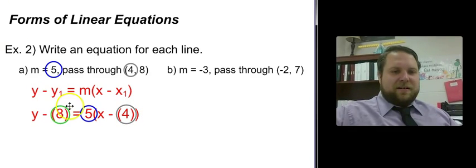And then our 8 came from the y-coordinate. So I've just substituted those values in. Slope goes right there, x-coordinate goes right there in parentheses, y-coordinate goes right there in parentheses.